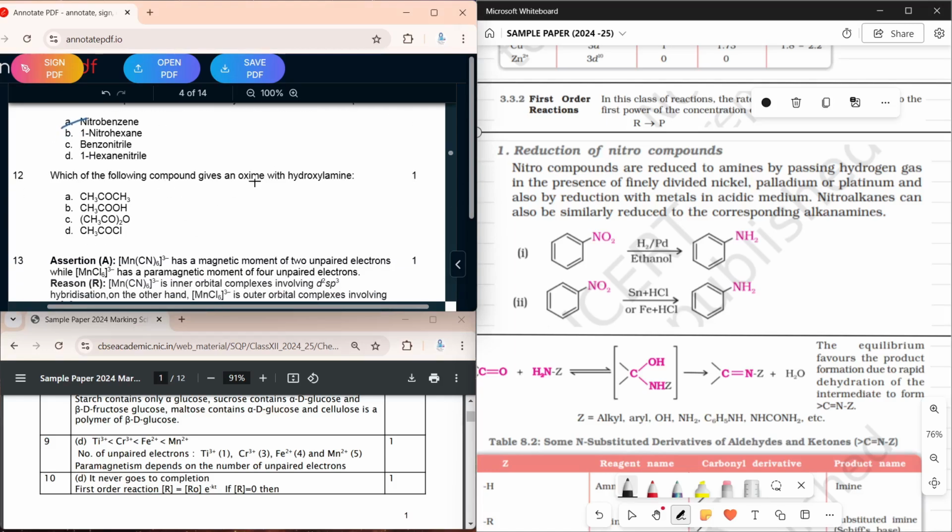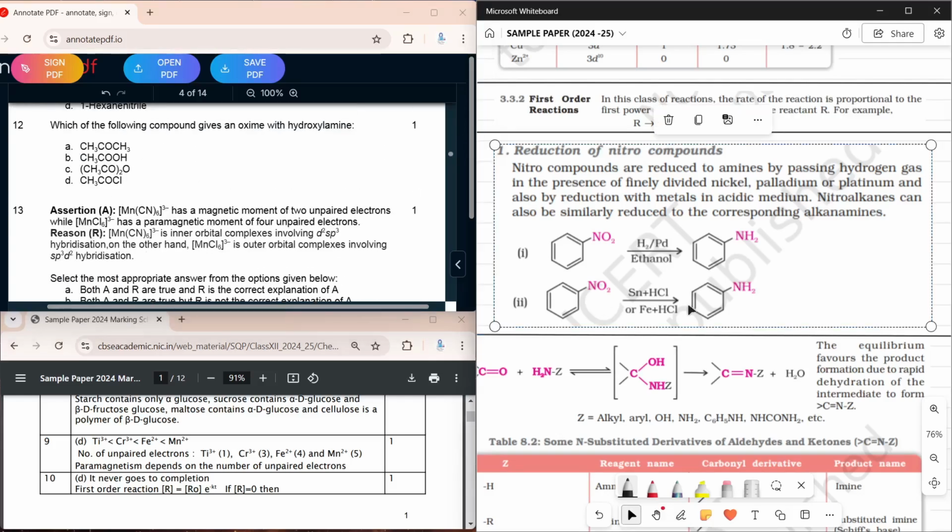Which of the following compounds give us an oxime? And this is from the chapter amines. It's actually the preparation of amines. Okay, reduction of nitro compounds.